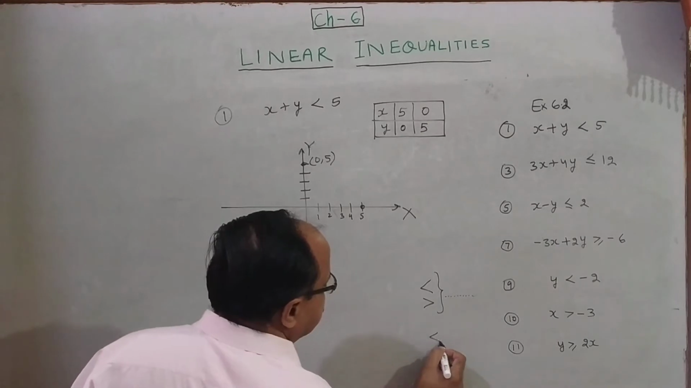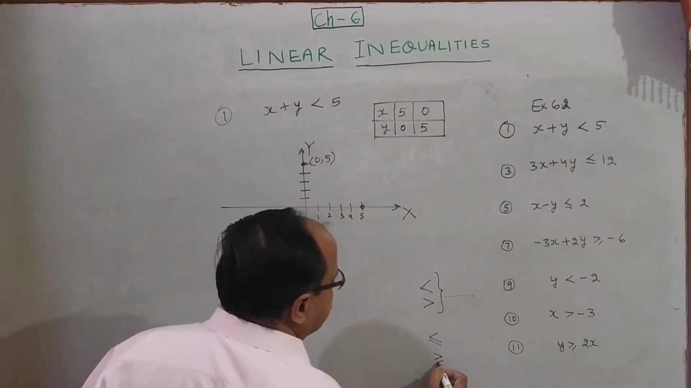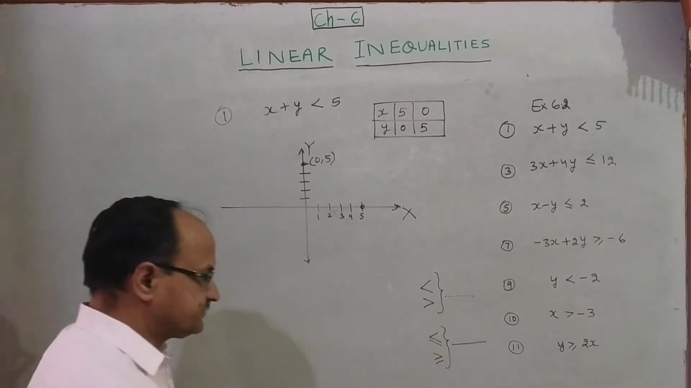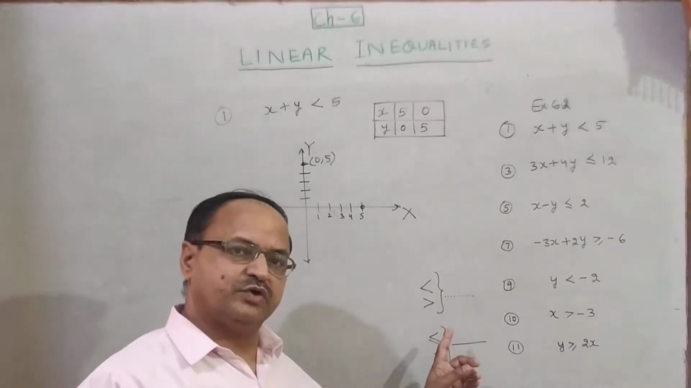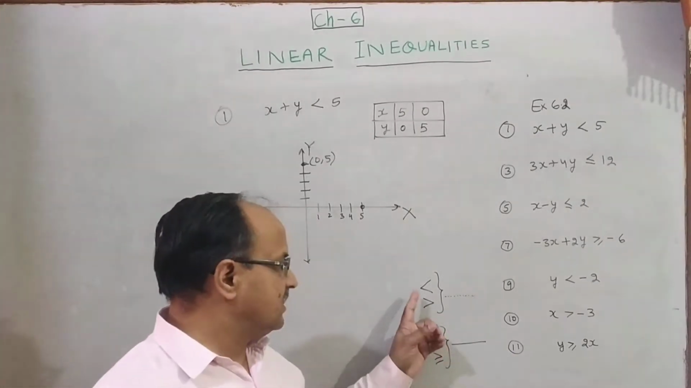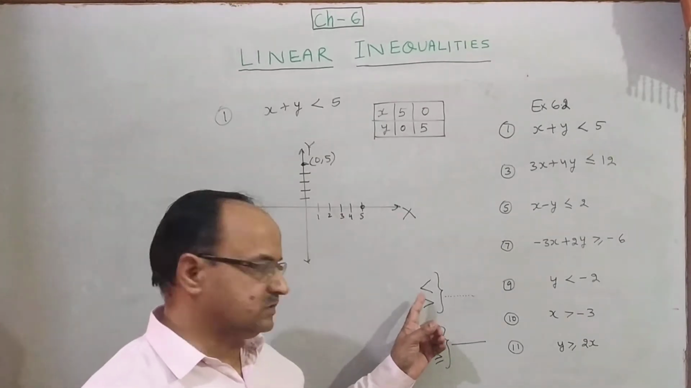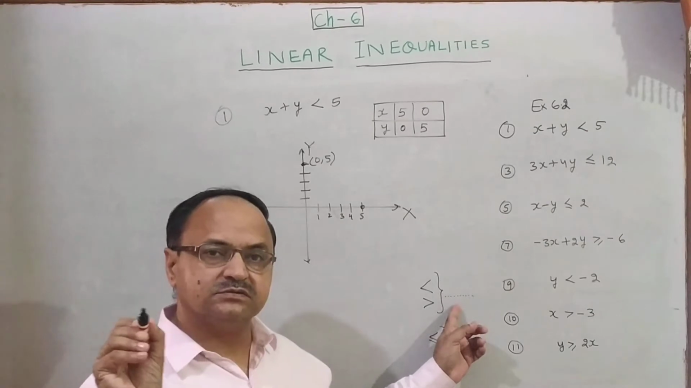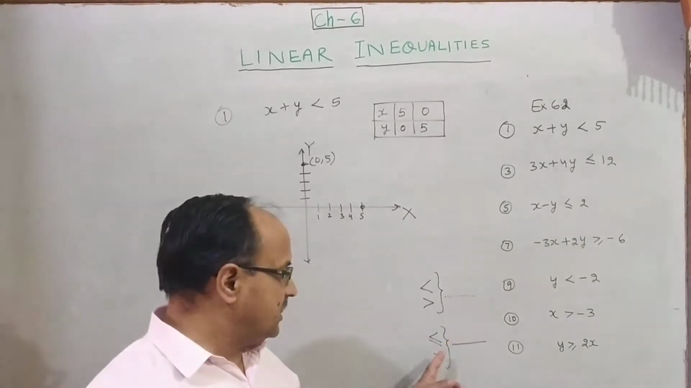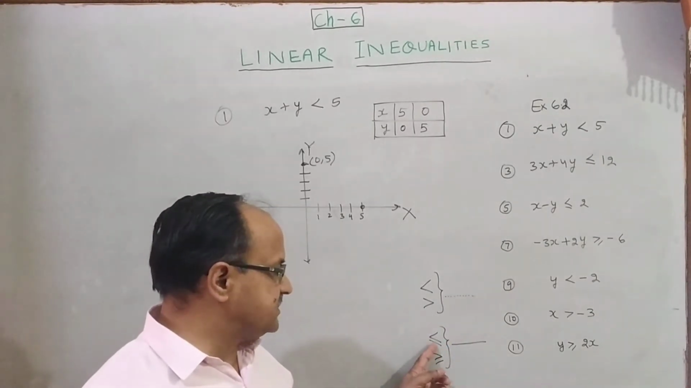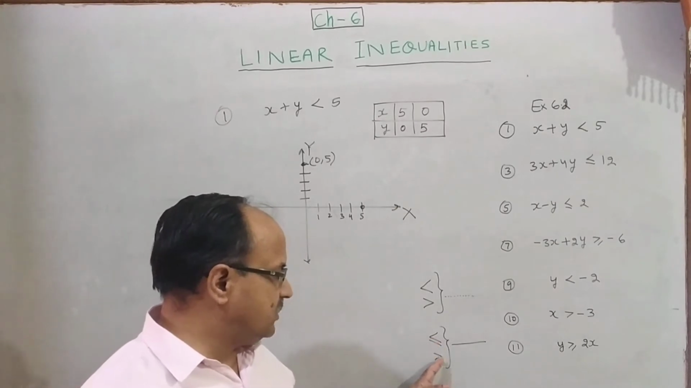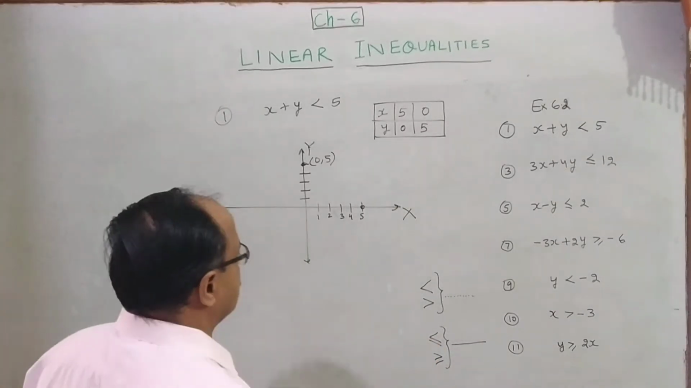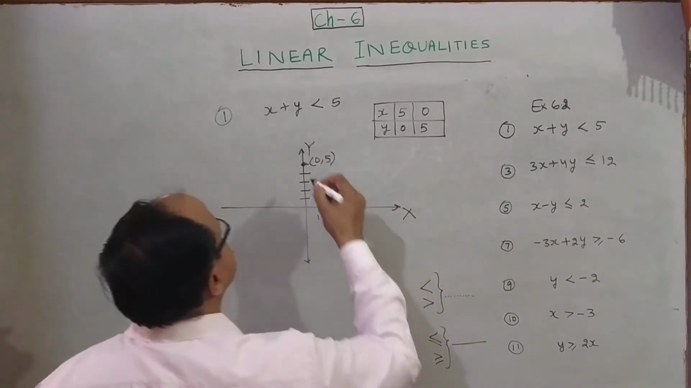If your symbol is less than equal to or greater than equal to, then draw a straight line, dark line. This is the main point in this exercise. If your inequality symbol is less than or greater than, then the line should be dotted. And if it is less than equal to, greater than equal to, then a straight, dark line. So in this question, a dotted line.